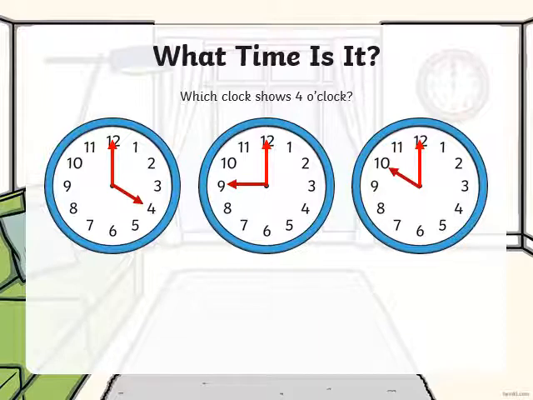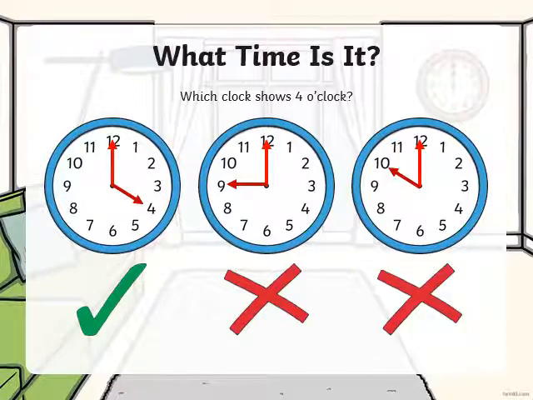What time is it? Which clock shows 4 o'clock? The first one, the hour hand is on 4 and the minute hand is on 12. So this is 4 o'clock. Excellent. What about the next one? The hour hand is on 9 and the minute hand is on 12. It's not 4 o'clock. What about the last one? The hour hand is on 10 and the minute hand is on 12. So it's 10 o'clock. So it is not 4 o'clock.